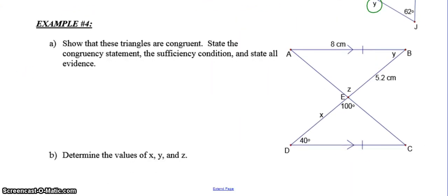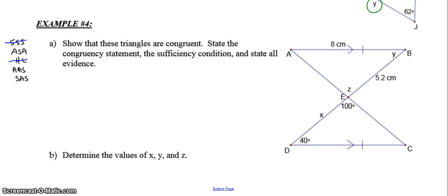The last example is to show that these two triangles are congruent. What you have to do is figure out the sufficiency condition. So those sufficiency conditions, again, were listed right here. So one thing we know for sure is that because we don't know all the side lengths, it can't be side, side, side. Because they're not right angles, it can't be HL.